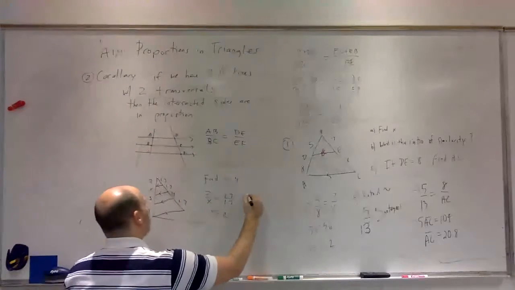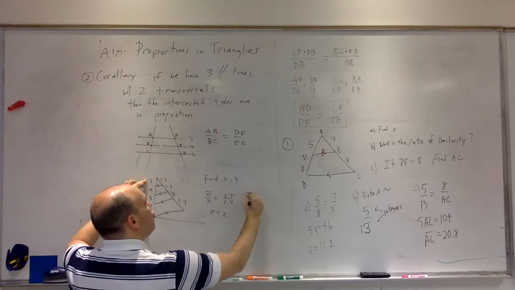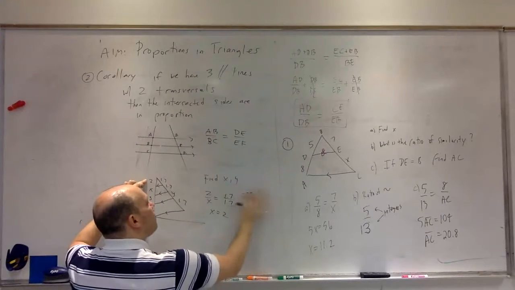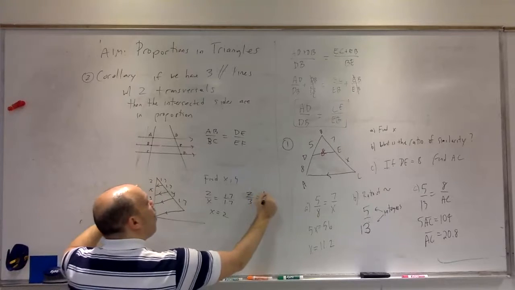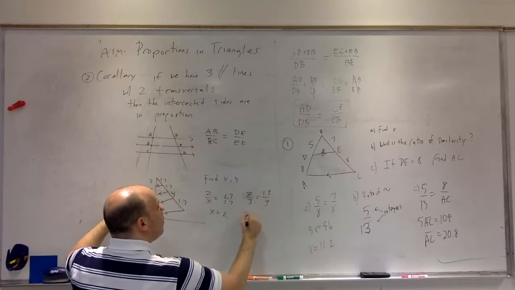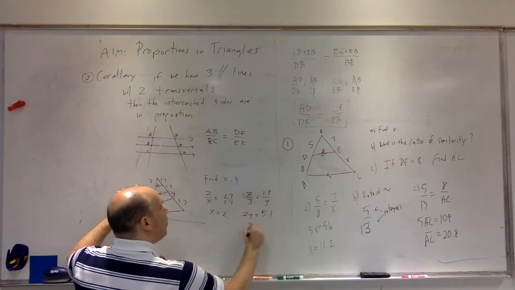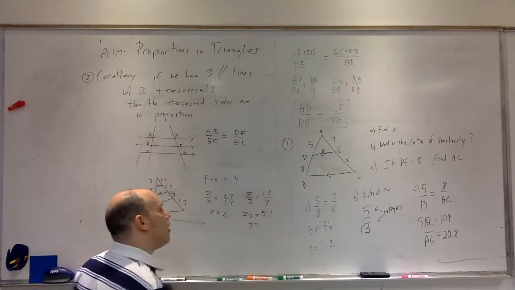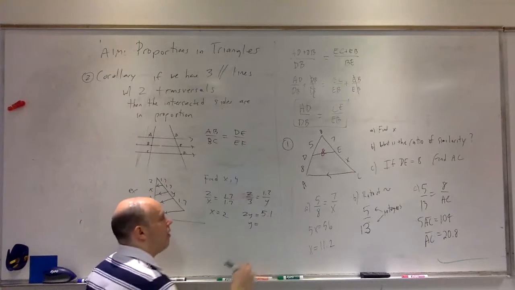And then you would say, let's see, 2 to 3. So 2 to 3 is equal to 1.7 to y. So you have 2y equals 5.1. Y equals, hey Siri, 5.1 divided by 2.